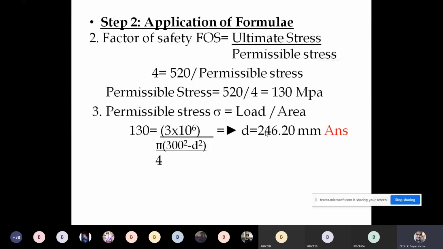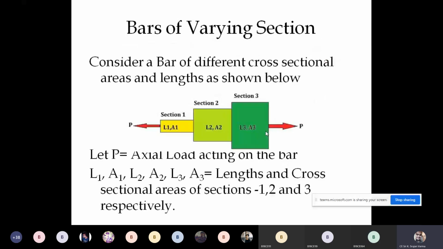Okay, that's well and good. So from now onwards, be attentive, and try to open a fresh page and write down a new topic, that is bars of varying section. What do you understand by the term bars of varying section?